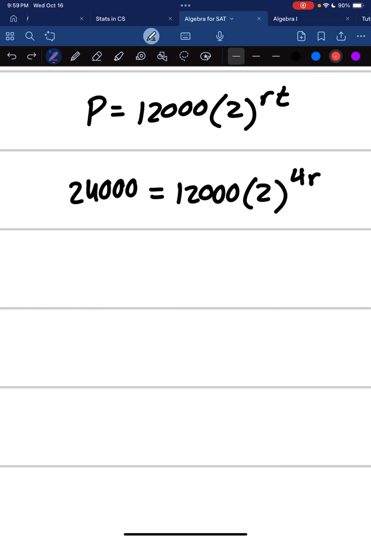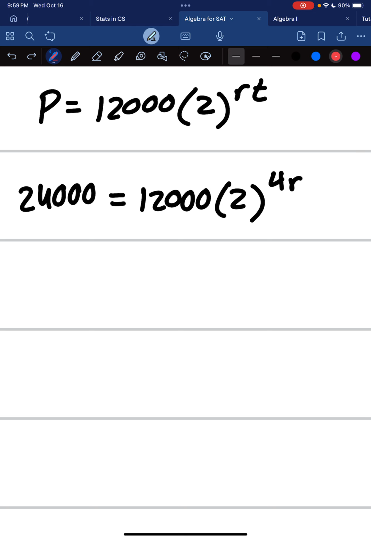If we had 2 to the power of 2, let's say, that would be 4. Would 12,000 times 4 equal 24,000? No, that wouldn't work. The only exponent that would work is 1, which means you have 2 to the power of 1, which is just 2, right? Because 12,000 times 2 is equal to 24,000.